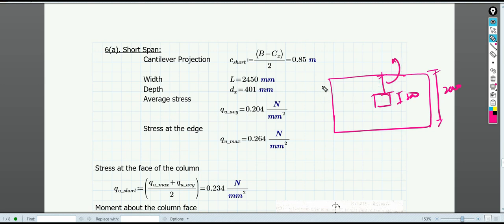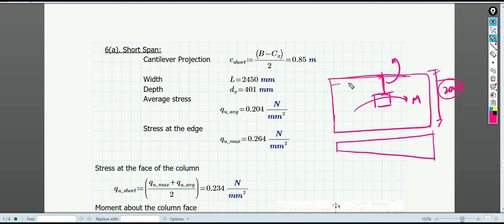So it is not similar to what we had on the longer side, because on the longer side only a portion of the distribution was acting, but now on the shorter side the whole of the distribution is going to act. So that is why we are going to find out the average stress. Okay, the average stress you can find by taking the maximum plus the minimum divided by 2, and actually we have already calculated the average, which comes out to be 0.204 Newton per mm square. Okay, over here I think at the center, at this portion, this will be 0.204 Newton per mm square. Then we can use this to find out the average stress. So the stress at the face of the column, at this location, what will be the stress?